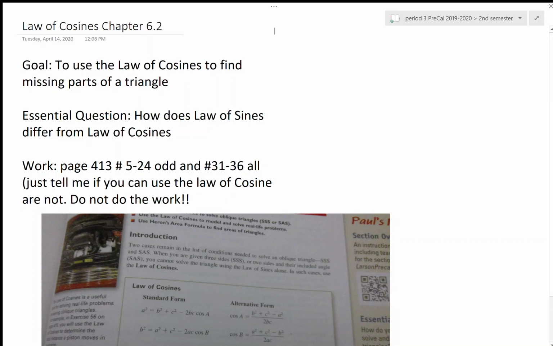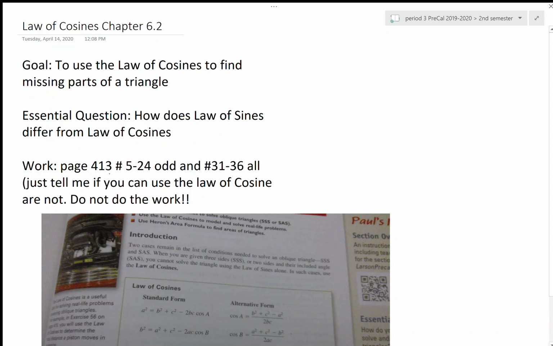Alright, you guys, so today we're going to be doing chapter 6.2, Law of Cosines. What we're going to do is learn how to use the law of cosines to find missing parts of triangles. And then I want you to understand when to use law of sines and when to use law of cosines. I decided to put the work at the beginning so you can know.